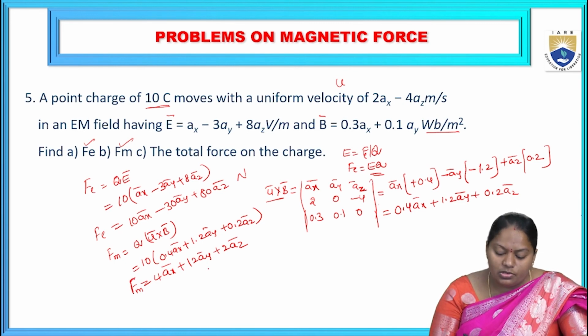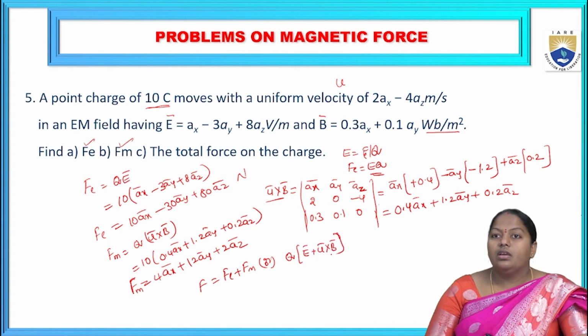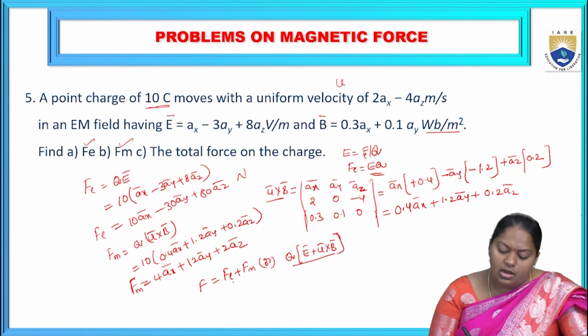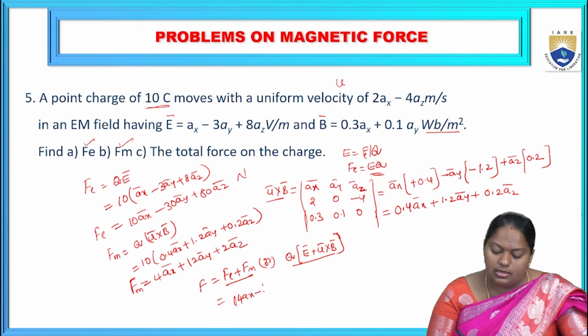And to find the total force on the charge, that is F is equal to Fe plus Fm. Or we can go for the formula as Q into (E bar plus U bar cross B bar). Okay. This is one of the formulas, or else by adding the electric force with the magnetic force to get the total force. Then Fe is 10ax, means by adding these two, 10 plus 4, it becomes 14ax, then minus 30 plus 12 means minus 18ay, then 80 plus 2 as 82az.